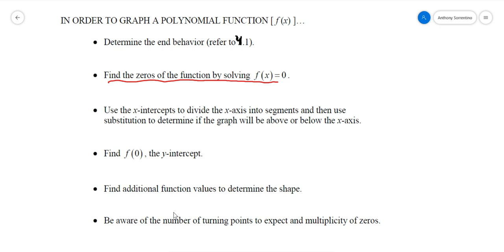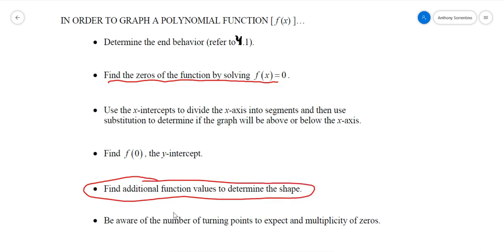We want to use the x-intercepts to divide the axis into segments, and then use substitution to determine if the graph will be above or below the x-axis. I'll show what that means momentarily. We want to find f of 0, the y-intercept, and that's pretty easy, because all the x's become 0, and you're left with a constant term. Then find additional function values to determine shape. That's kind of vague, but once you do those previous steps, you should have an idea of which values of x you might want to explore a bit more and find their values, so that you have a good enough set of points to graph.